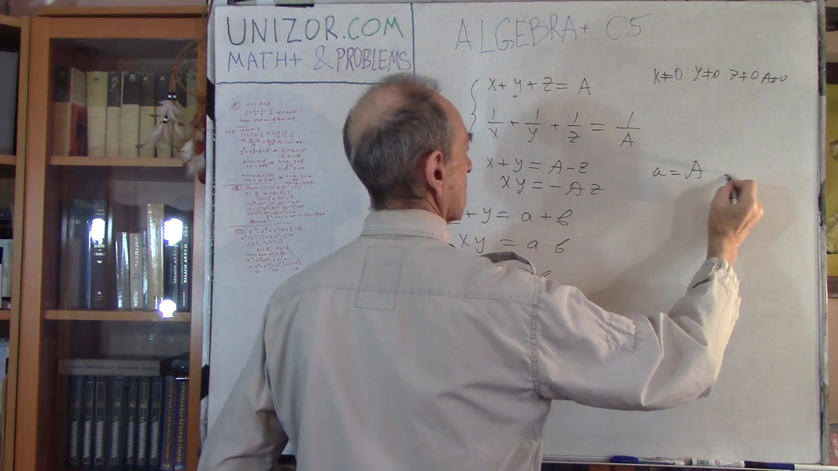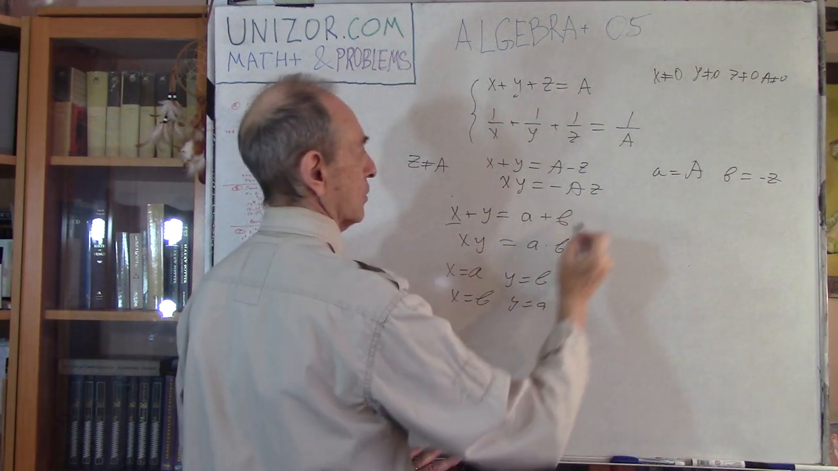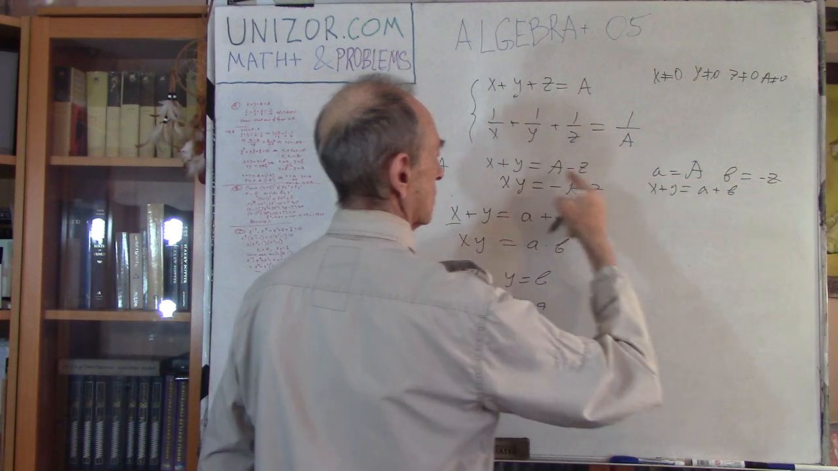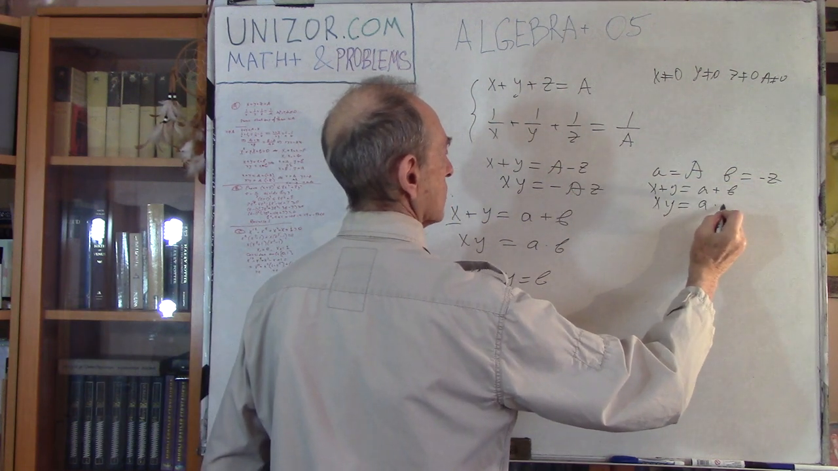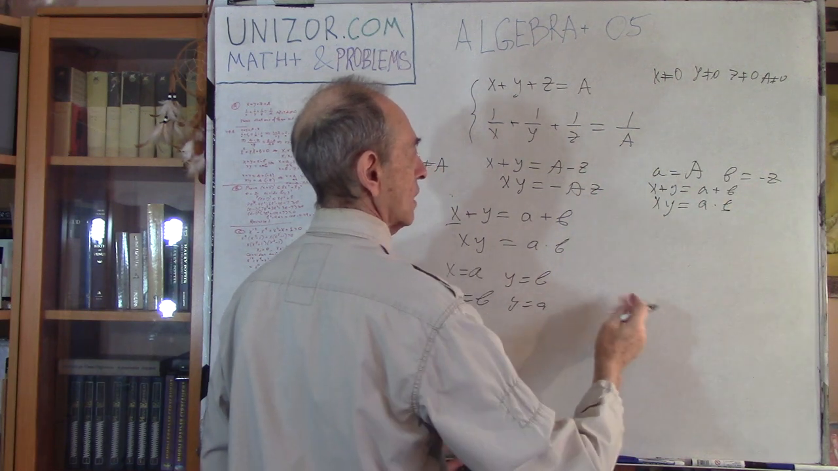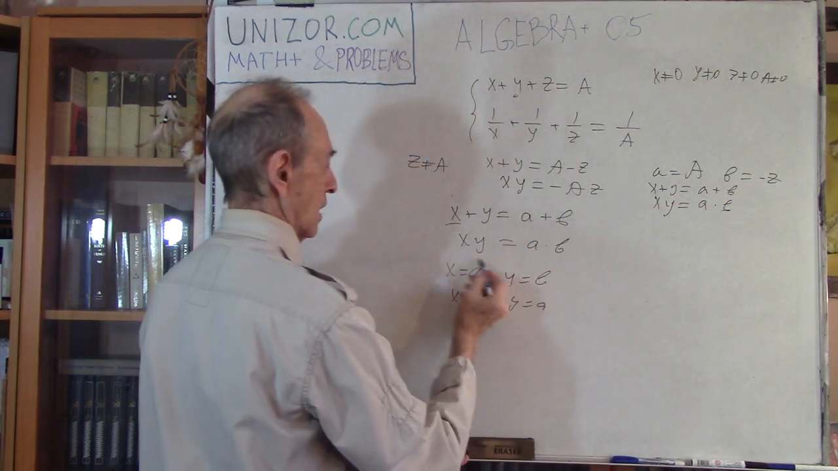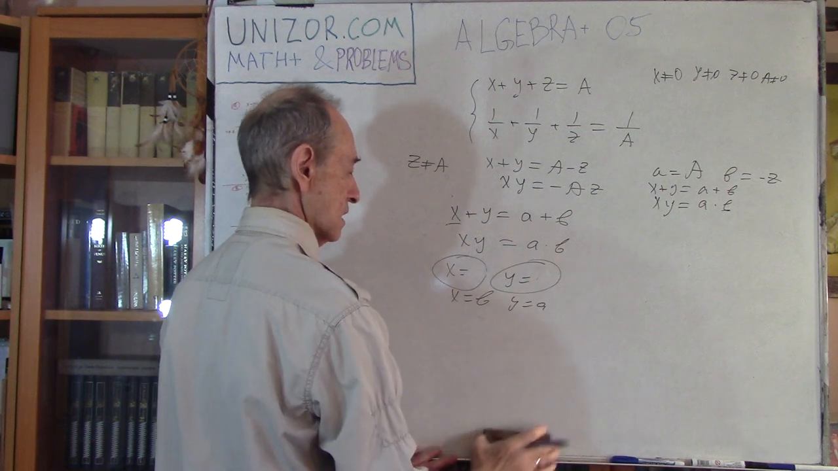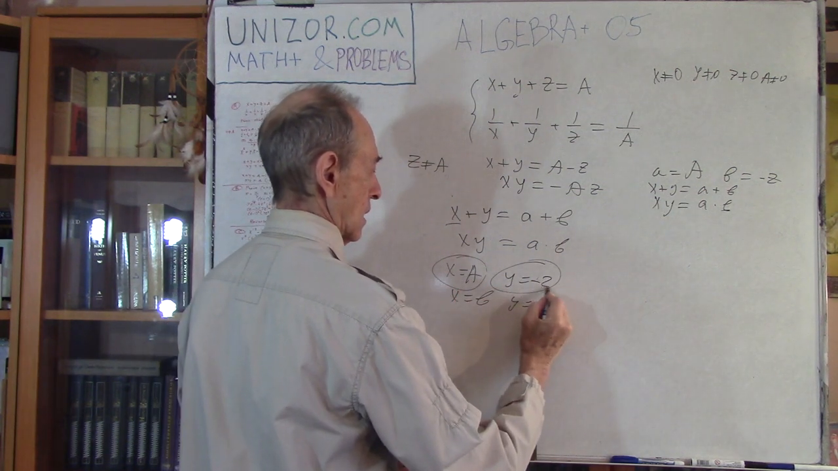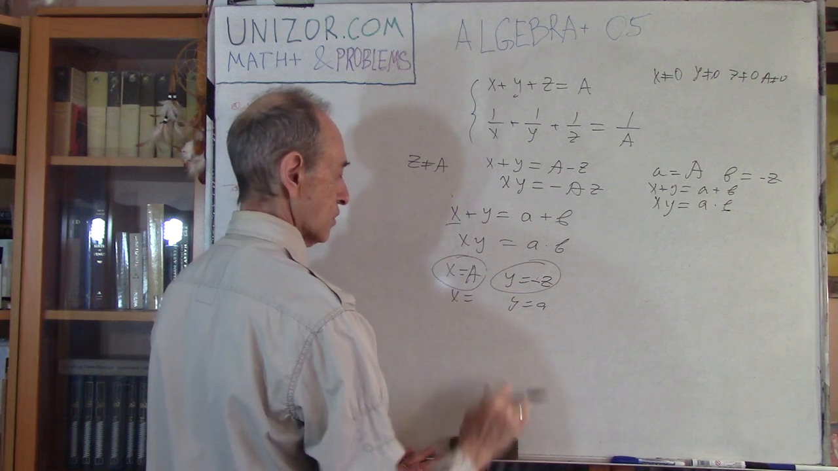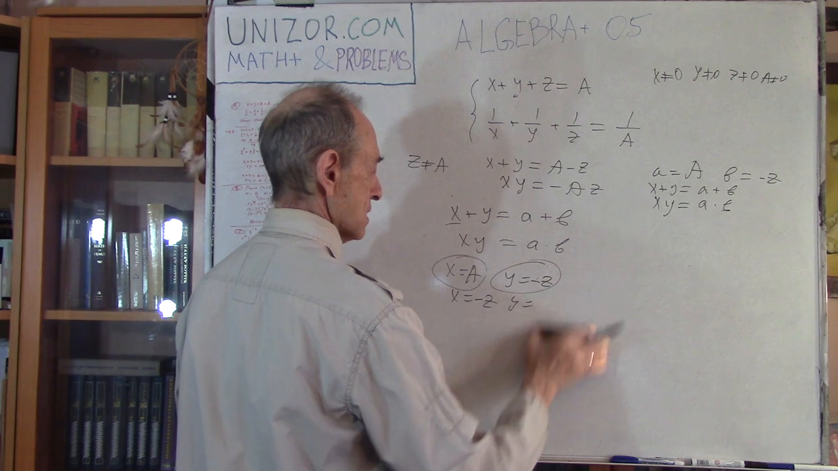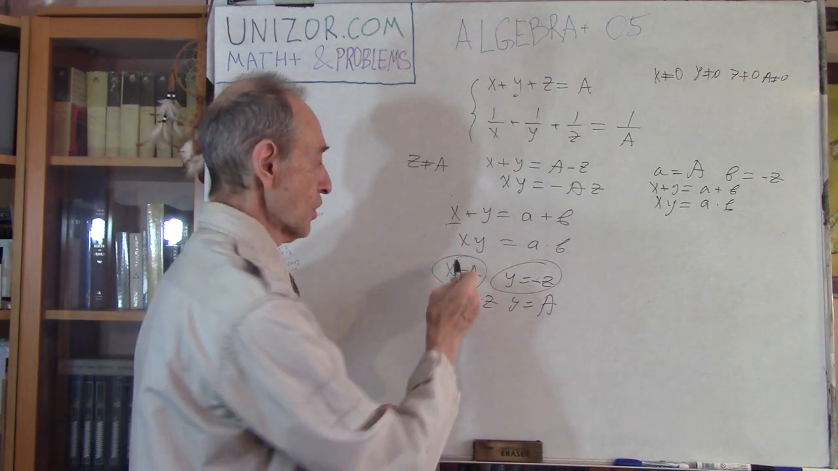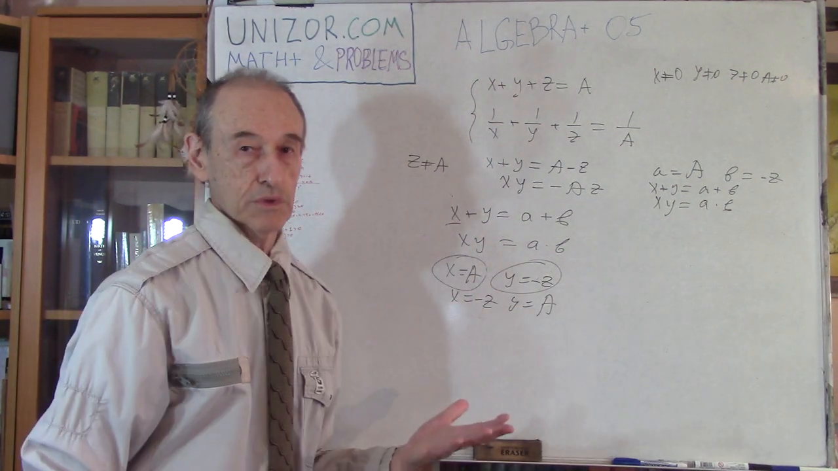if I put a equal to capital A and b equal to minus z, I will have that x plus y is equal to a plus b, and xy is equal to a times b, a product, which means that either x is equal to a and y is equal to b, and a is capital A and b is minus z, or x is equal to minus z and a is equal to capital A, which is exactly what we wanted to prove, that one of those, either x or y, is equal to A.